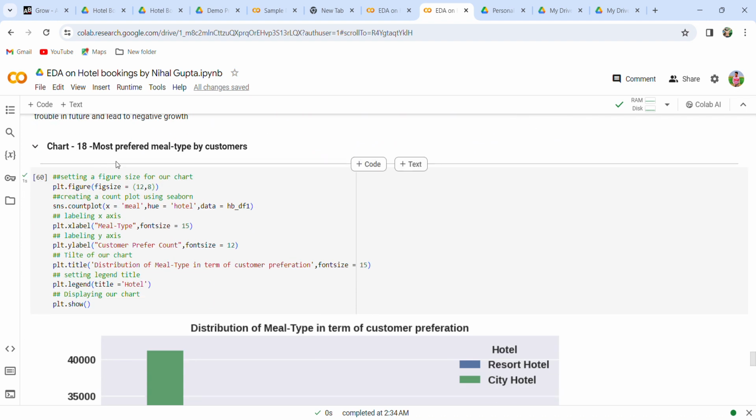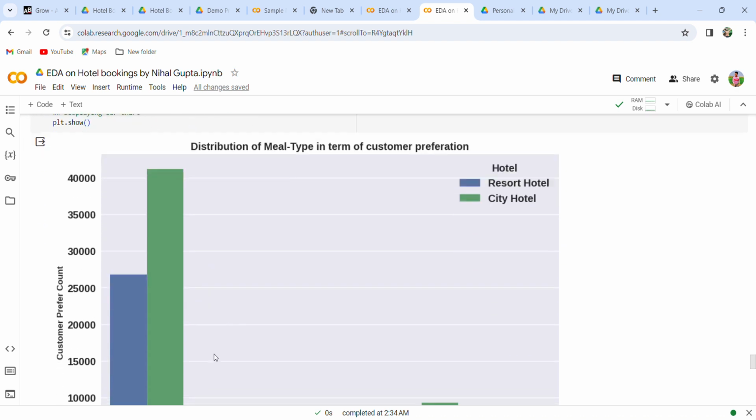Now 18 is most preferred meal type by customers. What is the most preferred meal type by customers? Here we have made one more bar chart.